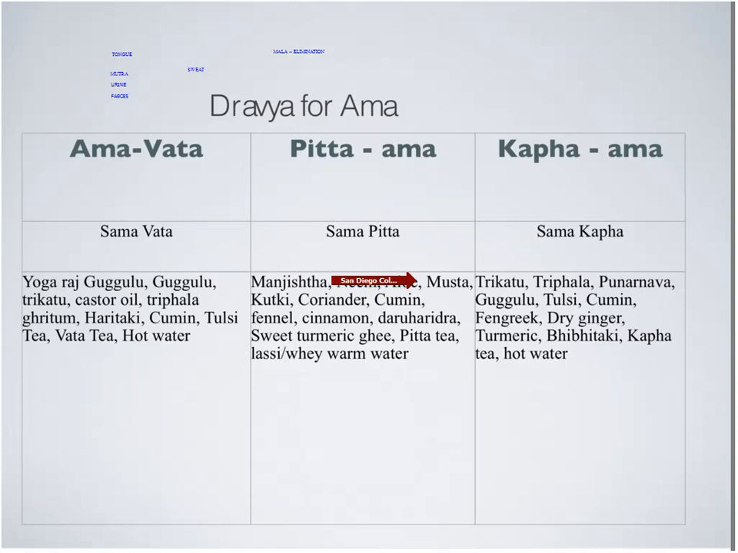How much aloe can a pitta person take? When you start a person on aloe, you always start small. Then you increase the dosage depending on what your intention is. Is it whether a person has ama or no ama? Only if a person has a lot of ama, you increase the dosage. Otherwise, you keep it very small. Then we have kutki, coriander, cumin, fennel, cinnamon, daru haridra, sweet turmeric ghee. So the same bitter ghee that we talked about, but we also want to add some sweet to it. So pitta tea, lassi, whey, warm water.